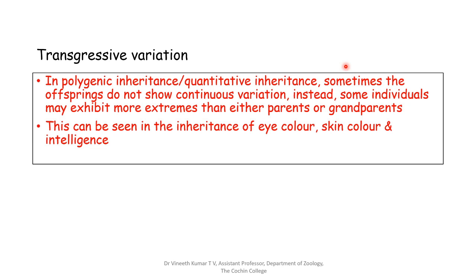Whenever you come across such extremes in quantitative traits, such extreme variations are called transgressive variation. It can be seen in eye color, skin color, intelligence, etc. So that is what is called transgressive. It is a variation from the normal parental phenotypes or parental ranges, called transgressive variation.